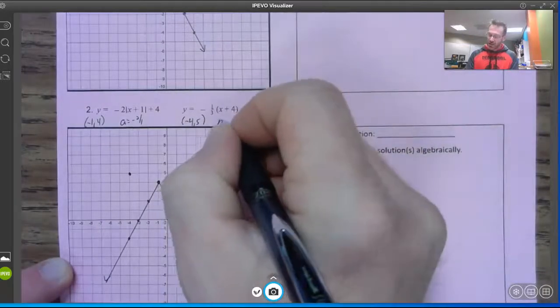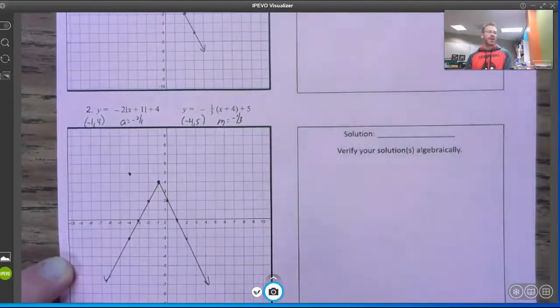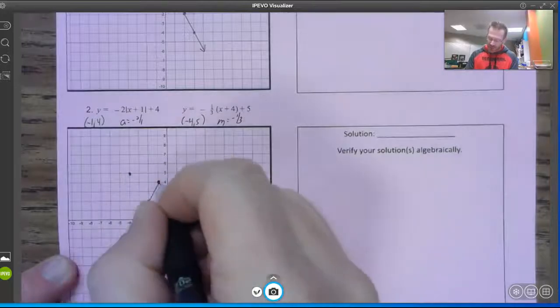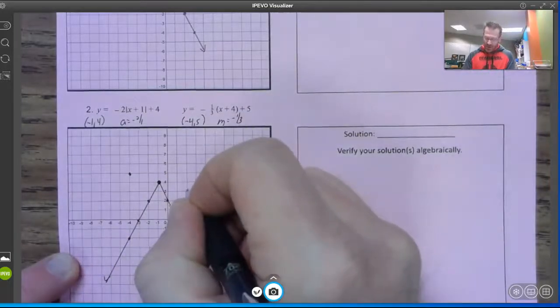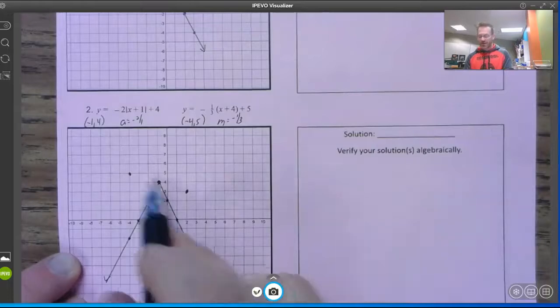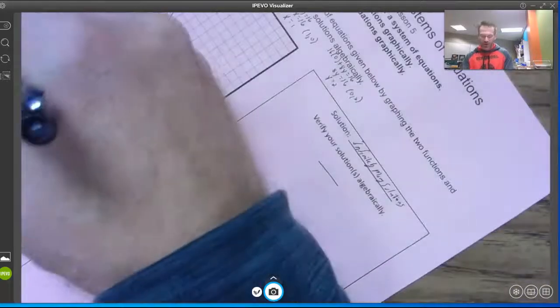Then my slope is negative 1 over 3. Remember, slope is rise over run. I'm going to go down 1 to the right 3, down 1 to the right 3. And notice what happens. Down 1 to the right 3, I hit that vertex. I go down 1 to the right 3, and I keep going. Now, since I see the point of intersection and I see that there are no other points of intersection going to occur, I can stop at 3 points.